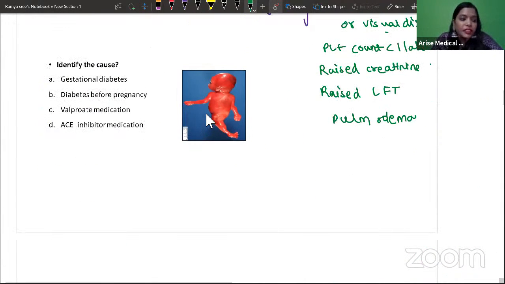Identify the cause for this. What is this? No, what might cause this? Gestational diabetes, diabetes before pregnancy, valproate medication, ACE inhibitors medication. Do you know what this is called, where you have both legs joined together? Very good. This is called sirenomelia.